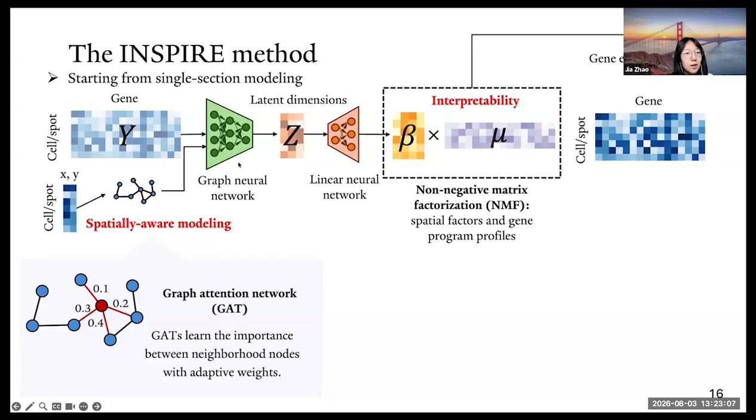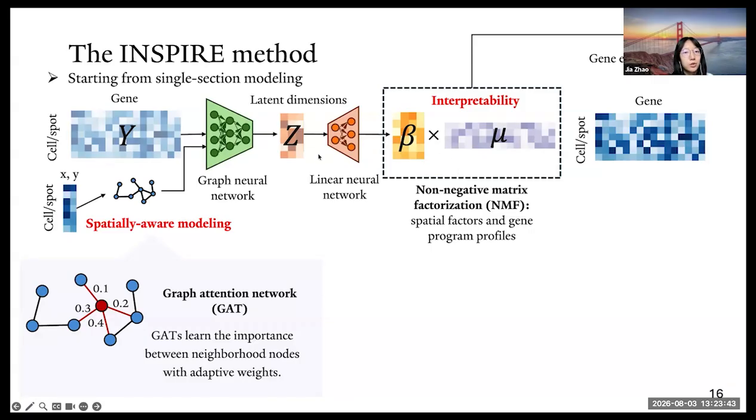With that, we embed the high dimensional data into low dimensional representations. So in the latent space, we have latent embeddings. I think it's quite a mature technology, not only for spatial transcriptomics, but also for single cell data. So we want to have latent representations out of the high dimensional data. And importantly, how can we achieve spatially aware modeling together with interpretability?